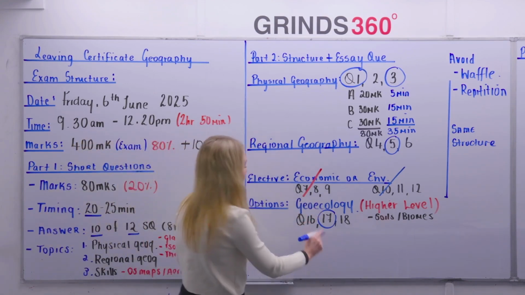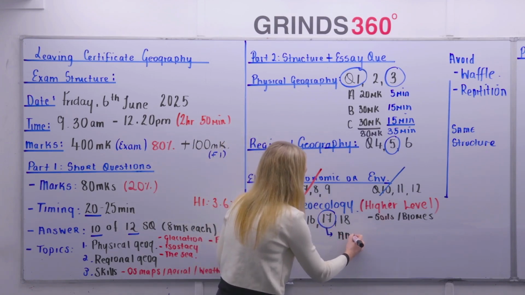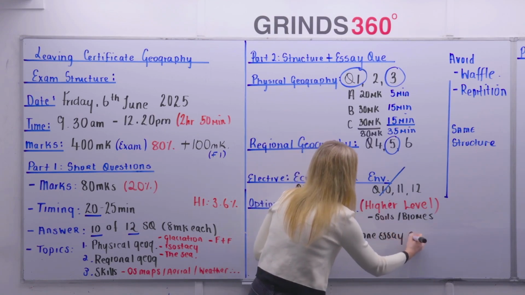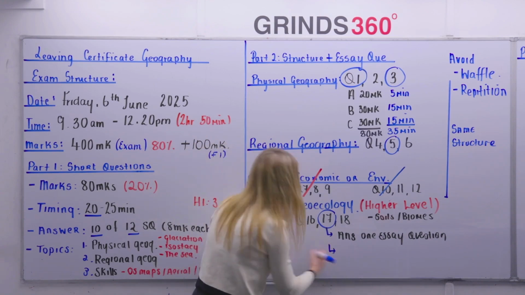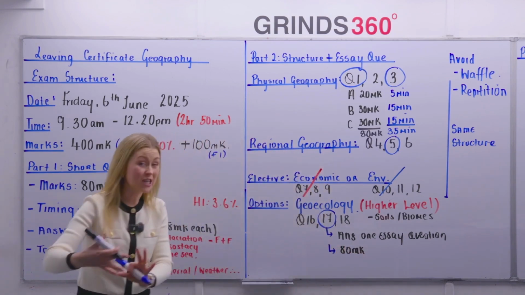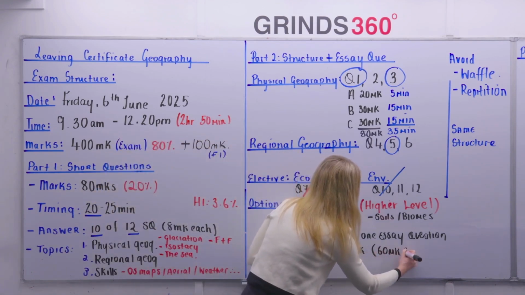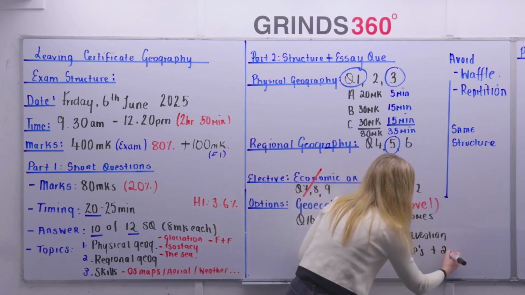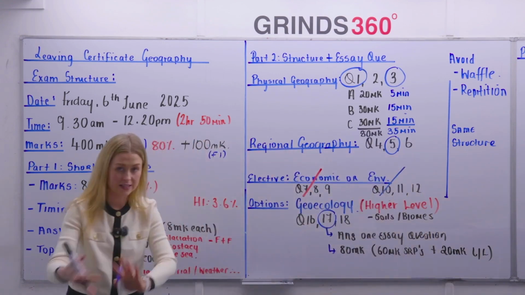Now, in relation to this question, this is a different structure. You answer 1 essay question. And this essay question is worth what? For this 1 essay, it is an 80-mark essay. Now that 80 marks is split into 2. It's split into 60 marks for your significant relevant points. And it's split into another 20 marks for your coherence and length. That's a little C, coherence and length.